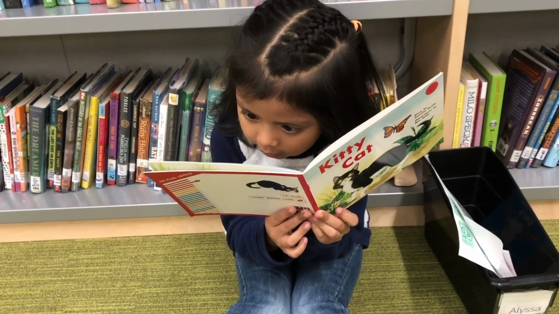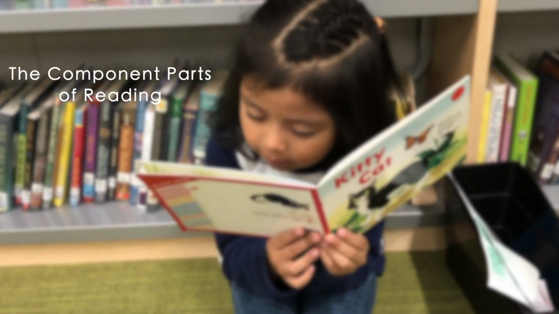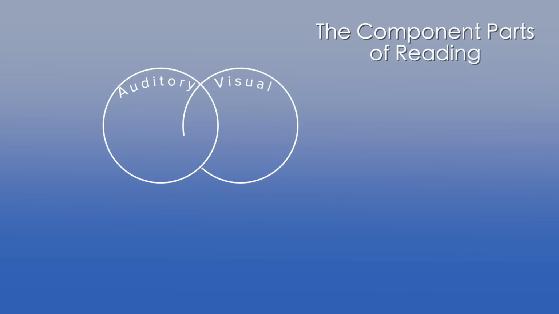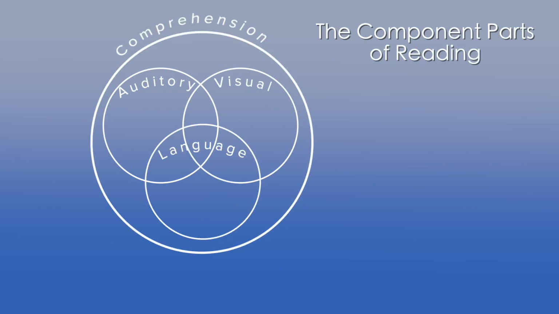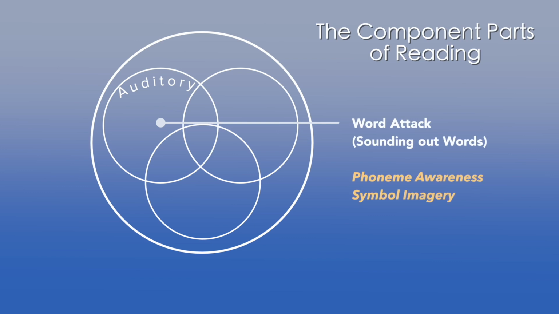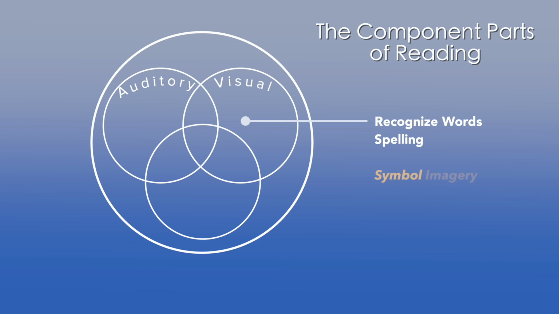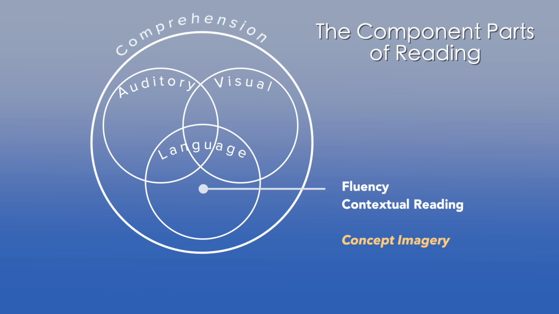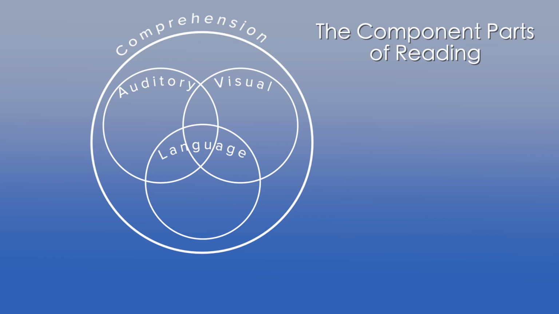That takes us to the reading circles, so I can help you understand the component parts of reading. For me, there's circles, and it's auditory, so let me go back to that one, which is the ability to sound out words, and that is related to phoneme awareness and symbol imagery. Here, so the ability to recognize words, that you don't have to sound out every word. You don't want your child having to sound out every word and not recognizing a lot of words. Here, being able to read fluently in context. And those three circles, I call them the subsets of a greater circle of comprehension.